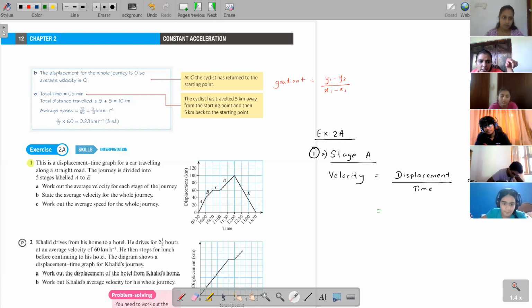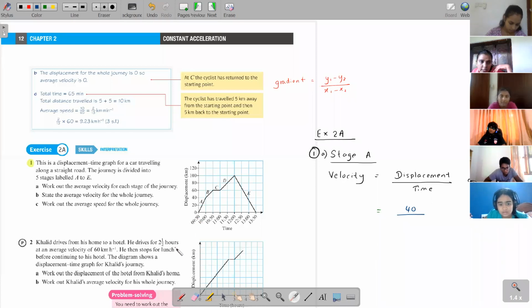Yeah, so I can see your answers are all 40, right? So the displacement for stage A is 40. If anyone has any issue about it, you may ask me. There are no problems about asking any questions in the class. So the displacement of stage A is 40. Now, how much time has it taken to get this displacement of 40?